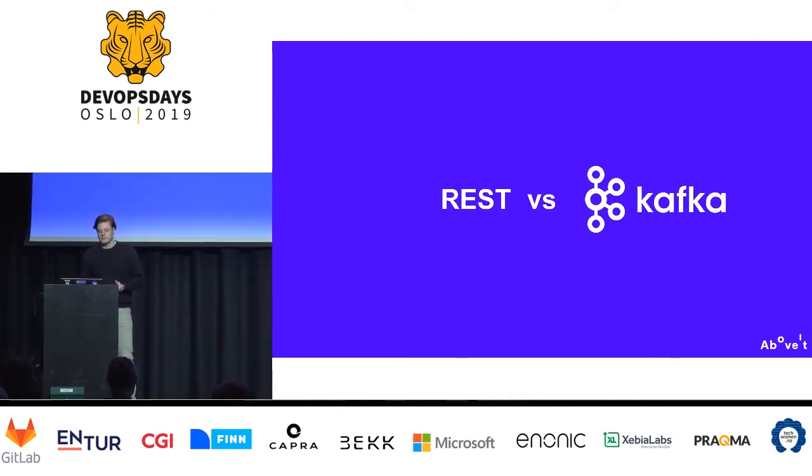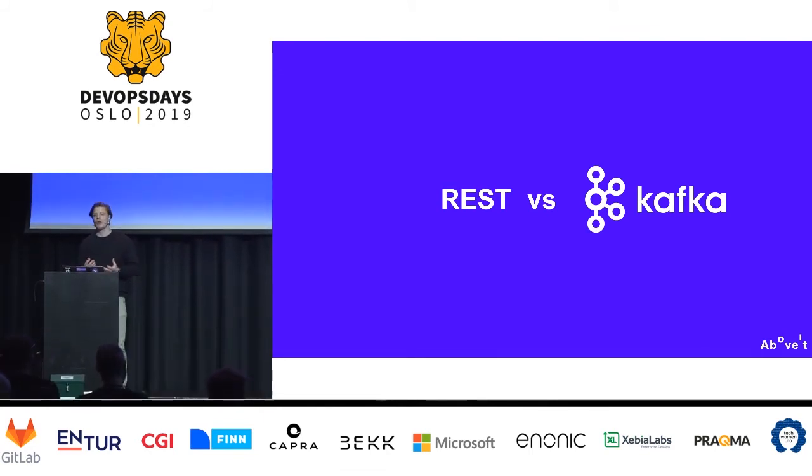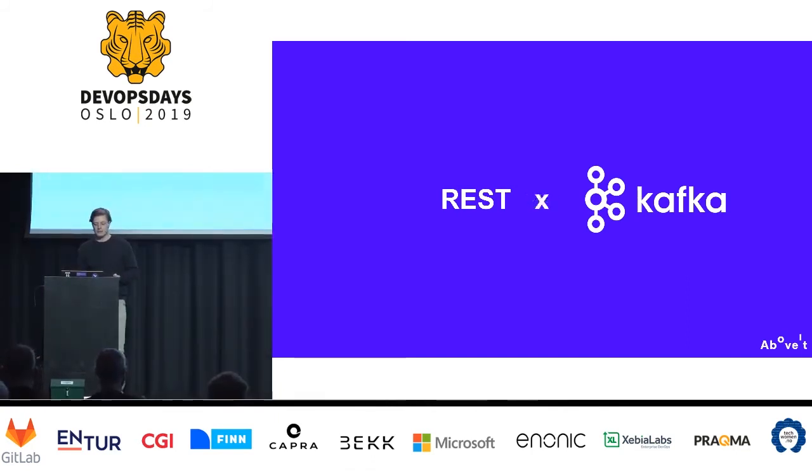So REST versus Kafka, which one should you choose? Well, you shouldn't choose one, because synchronous versus asynchronous APIs doesn't make sense, because we can't just stop accepting synchronous requests. So we will need to combine them. Kafka, for example, will help you evolve your APIs to another level. So let's take a look at another example.